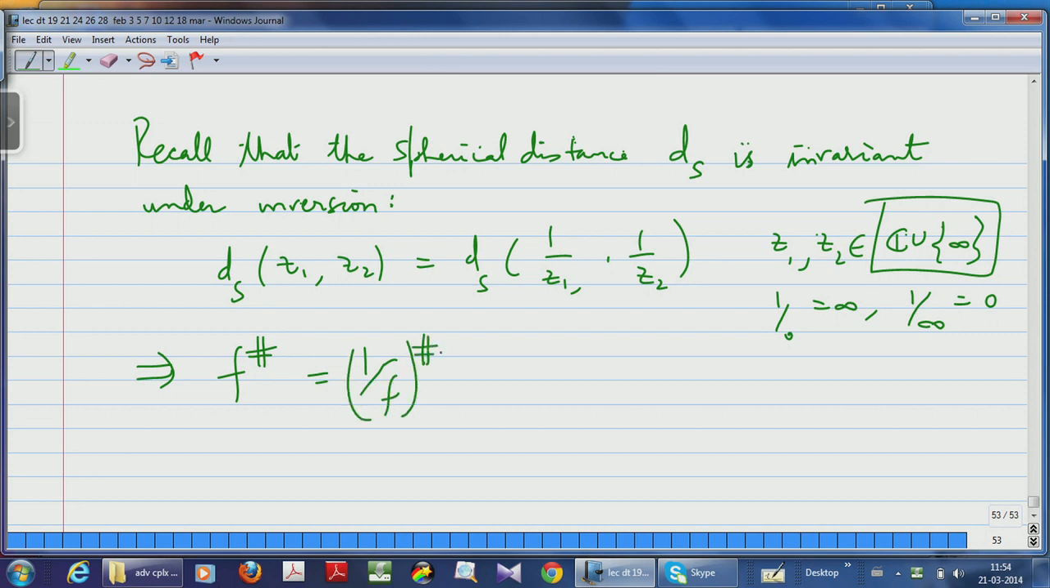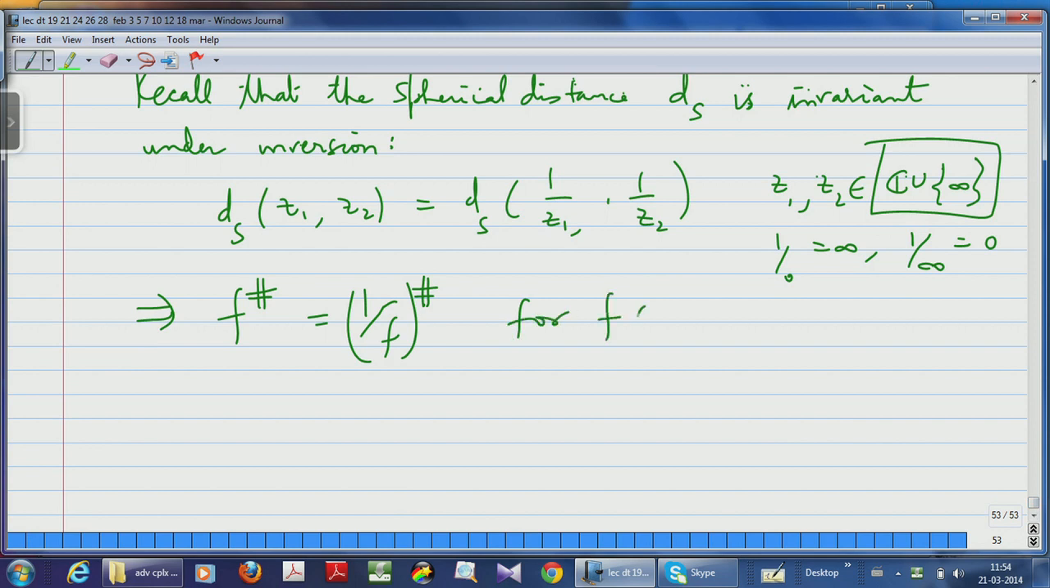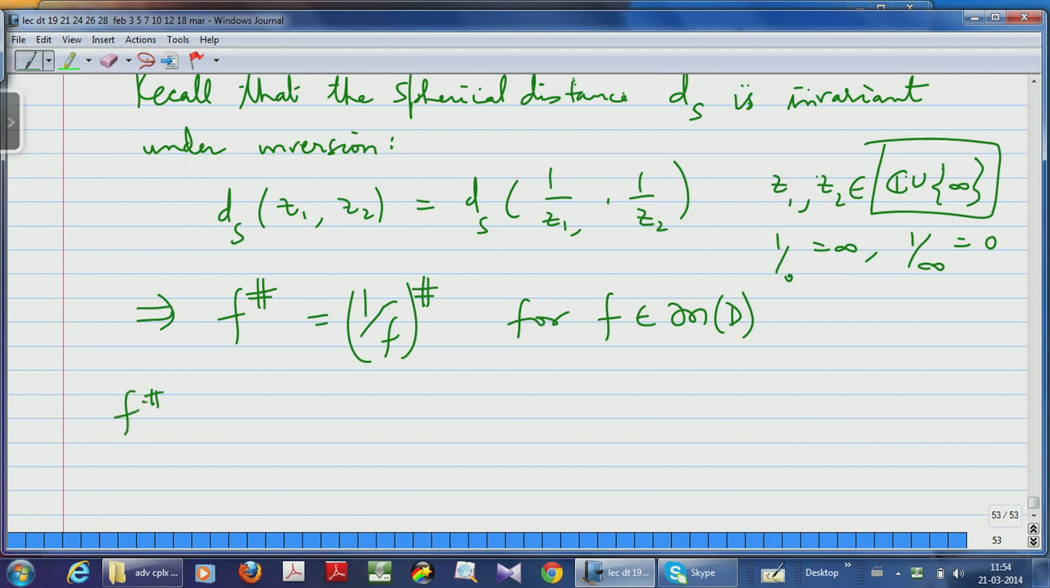This is for f a meromorphic function on D. Okay, and why is this true? Because, you see, if you want you can try to do a direct calculation. So what is f hash? f hash is just 2 mod f dash z by 1 plus mod f z the whole squared.